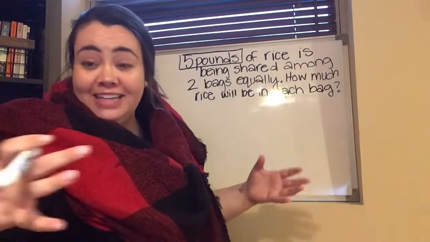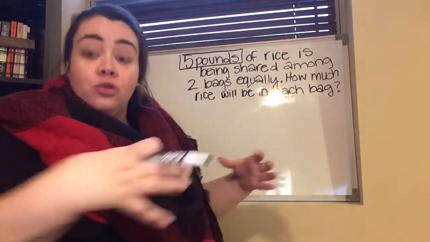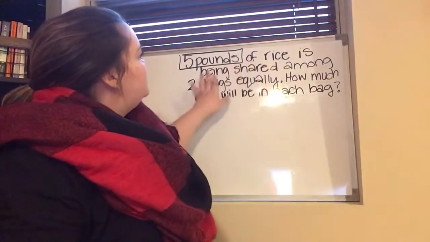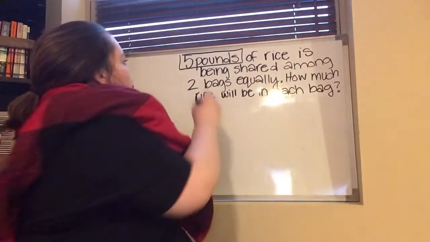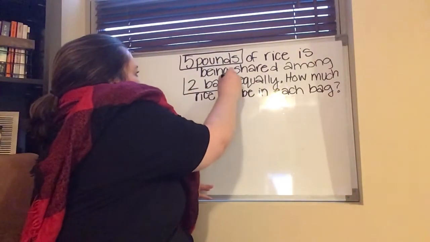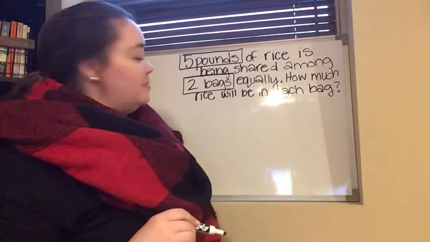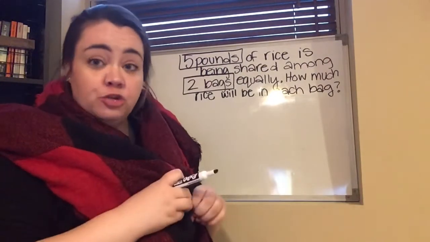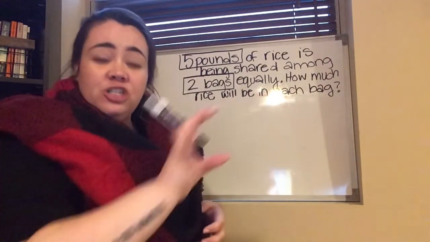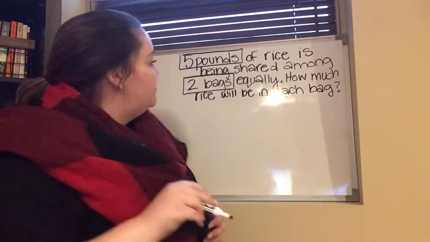That tells me how much rice I have to start with. It's telling me my total amount of rice is being shared among 2 bags. That's telling me that this rice is going into 2 bags. So it's being put into 2 bags. That's my groups. I have 2 groups.